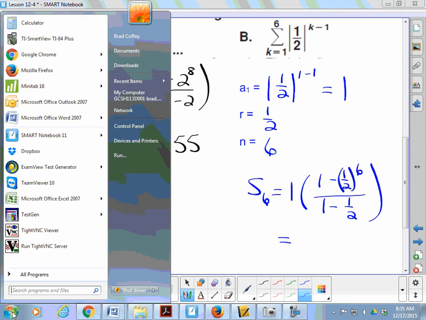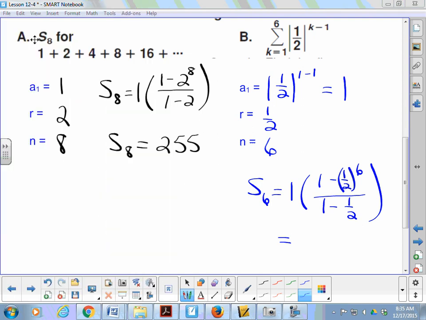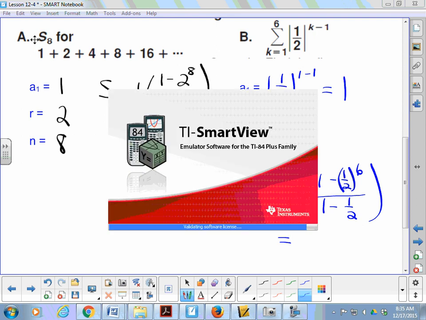It's a little bit tougher to put this in your calculator. What could I do then to make it easier to put it in my calculator? You could break it down. Okay, that's one way. What else could I do? Put 0.5. Okay, change the fraction to a decimal. And it's much easier to put 0.5 in and raise 0.5 to a power than it is 1/2.